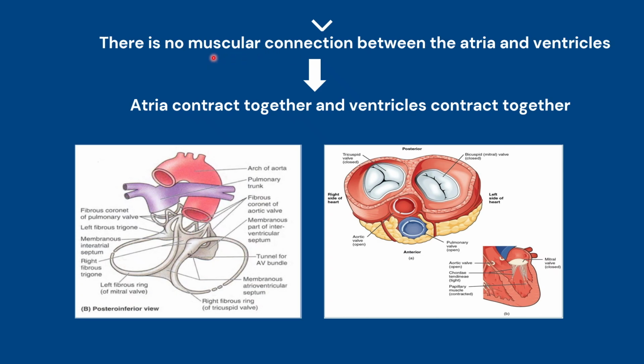Another important piece of information is that there is no muscular connection between the atria and ventricles, which means that the atrial muscles are one unit and the ventricular muscles are another separate unit. Both are separated by a fibrous ring called the annulus fibrosus. All the valves are in this annulus fibrosus: the mitral, tricuspid, aortic and pulmonary, which means that all the valves are at the same level. Atria contract together and ventricles contract together as well.